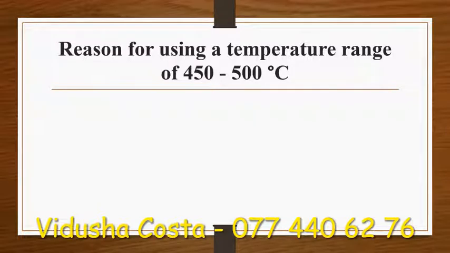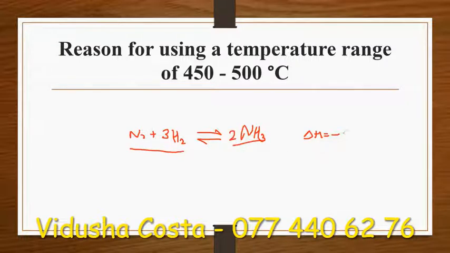Okay, next one. Why do we need a 450 to 500 degrees Celsius temperature? You have nitrogen gas, you react it with hydrogen gas, you get ammonia gas. Physical states must be there. Enthalpy is minus. What about entropy? 4 gas molecules to 2 gas molecules, entropy decreases. The number of gas molecules decreasing means entropy decreases. Delta S is a minus value.